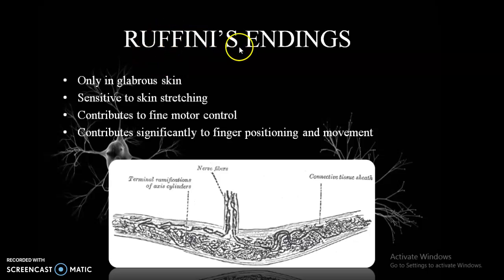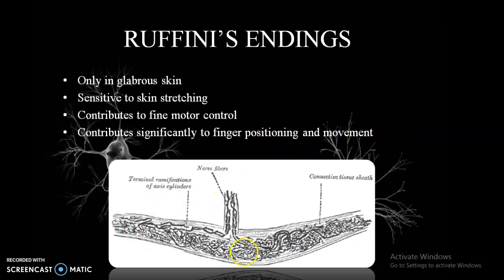Next one is the Ruffini's endings. Ruffini's endings are only found in glabrous skin. What do you mean by glabrous? Glabrous skin means hair-free skin, which is mainly found in palms and soles. And Ruffini's endings are sensitive to the stretching of the skin and contribute to fine motor control. It is significant for finger positioning and movement.